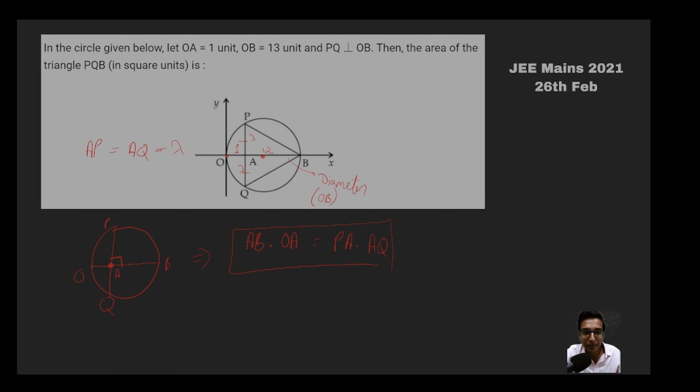Once we've found the value of lambda, we can see that this entire triangle, whose area we had to find, has been divided into two equal right angle triangles, where we know the value of our height, which is 12, and the value of our base, which is lambda. Simply we can use our half into base into height formula once we find lambda, and then we can multiply it by 2, and that would be our area of the triangle. So let us do that. Let us put the values here. AB, which is our 12, into OA, which is our 1, PA is lambda, and AQ is also lambda. So from here what do we get? Lambda is equal to root under 12.